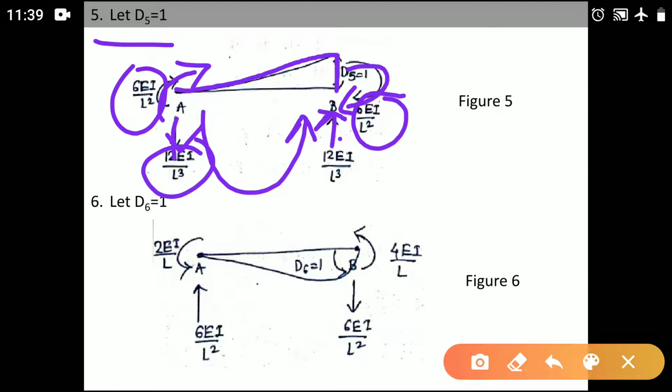And calculate the magnitude of the reaction. Addition of moments, 6 EI upon L square plus 6 EI upon L square, divided by the span. So that is equal to 12 EI upon L cube.